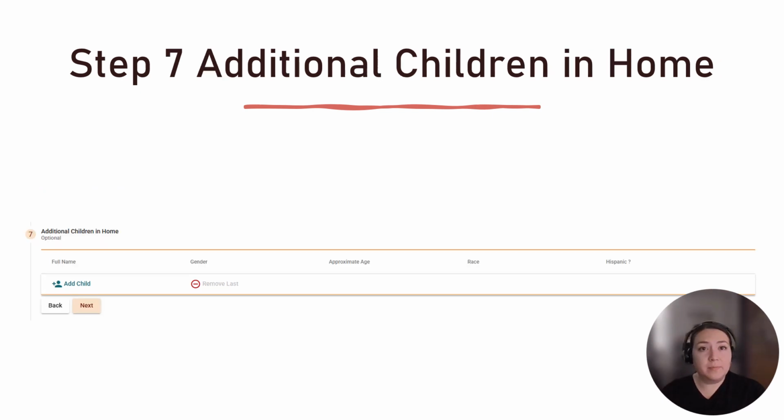Step 7. Here you have the space to document any other children living in the home who have not yet been listed in this report. If there are no other children to list, simply click Next, as this is not a required field.